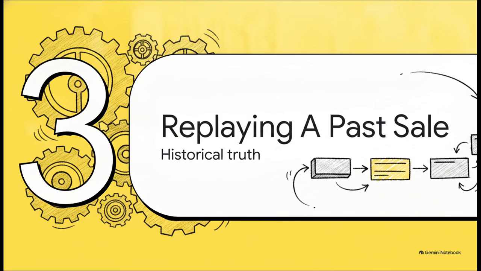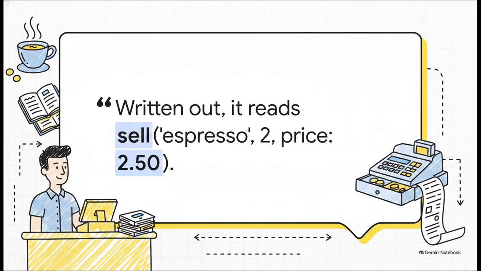This is where we see that the journal holds historical truth. When a cashier makes a sale, he doesn't store a reference to the price list. He captures the price directly into his own journal entry. That entry names 3 things: the item, espresso, the quantity, 2, and the price he actually charged, $2.50. Written out, it reads sell("espresso", 2, price: $2.50).